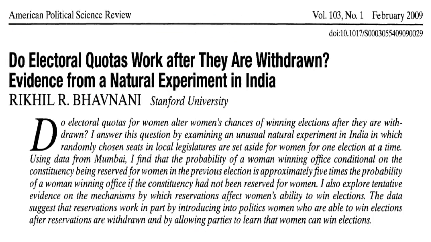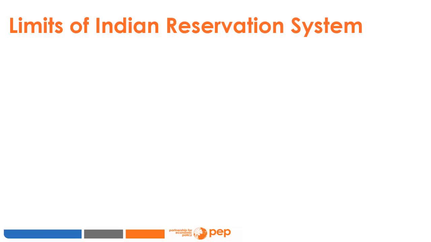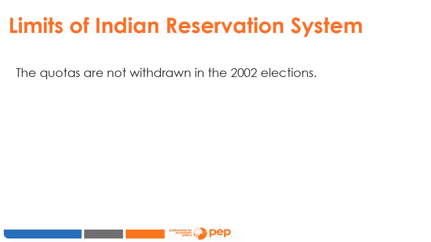The reservation system would appear more effective than it really is. The original article finds that in a large region around Mumbai, reservation seats in 1997 approximately doubled the number of female candidates in the following elections in 2002. Moreover, the author argues that women are 5 times more likely to win post-quota seats than other seats. In spite of the random assignment, this encouraging result may have limited interpretations. The limitation comes in part from the fact that the quotas are not withdrawn in 2002 elections.